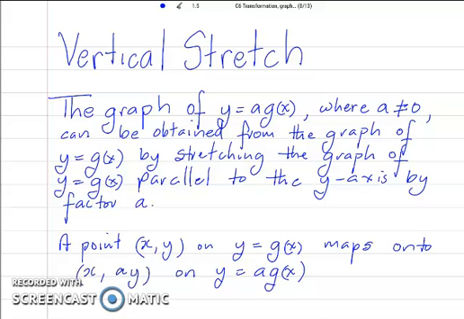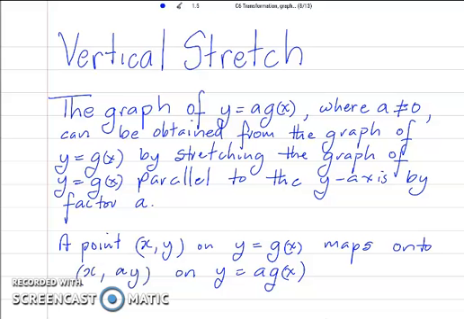All right, let's see what we can go on to next. Let's talk about vertical stretch. Now the graph of y equals a g of x, where a is greater than 1, can be obtained from the graph of y equals g of x by stretching the graph of y equals g of x parallel to the y-axis by factor a.